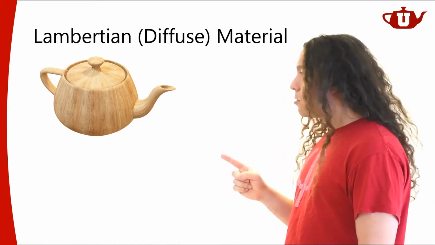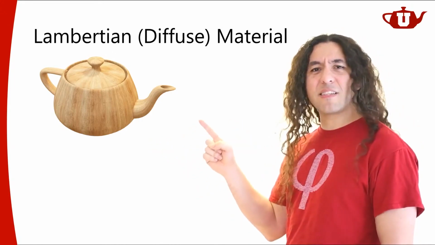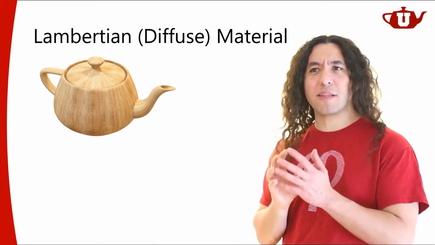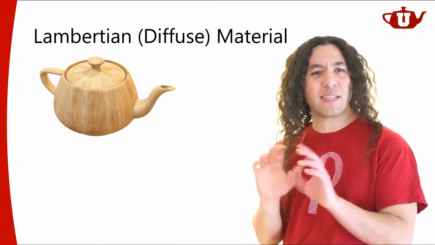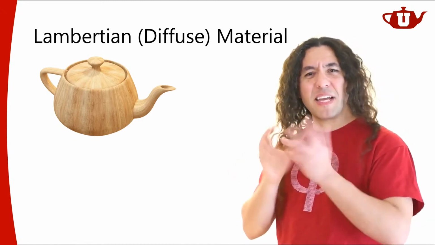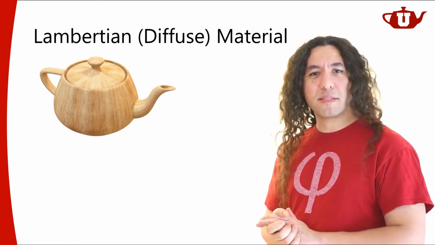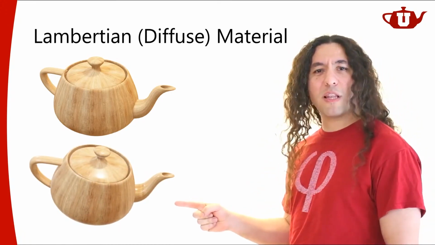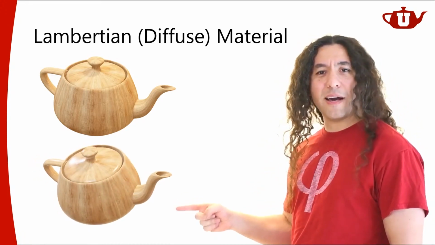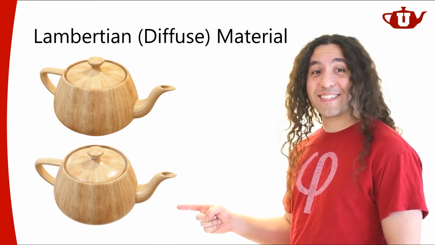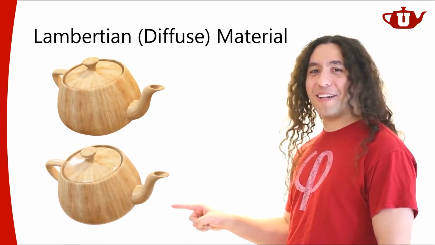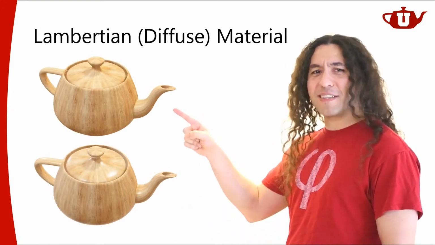Now the thing about this material is that it's a little dull. It's like a wooden teapot that's not polished, right? It's kind of rough. It's not a very smooth and shiny surface. Because if it was a smooth and shiny surface, it would look more like this. Now this one looks shiny, right? So if I rotate both of them, you'll see that this one is shiny. This one is kind of dull.